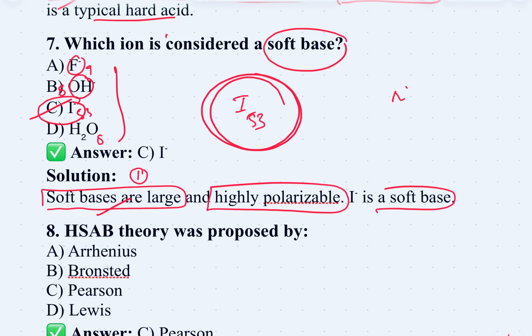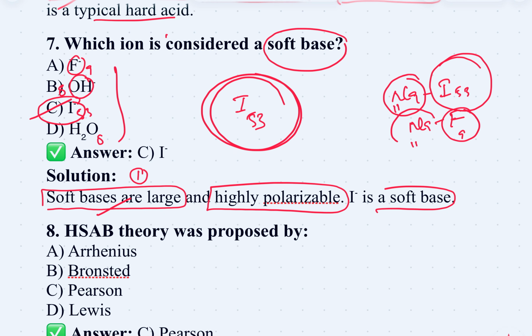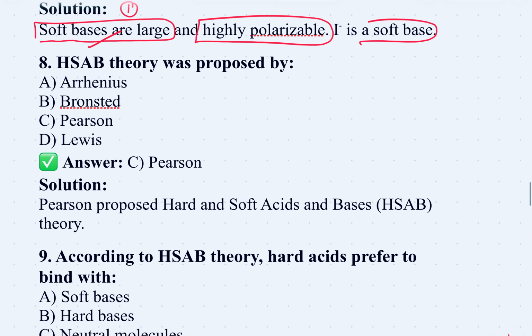For example, you can take here sodium iodide, sodium fluoride. Here, sodium atomic number 11, this is 53, this is 9. This size is this much, this size is this much. This is common for both. Now tell me which bond will break down faster? Yes, this is highly polarized. So that is your meaning of polarization. Therefore, it is a soft base. So a soft base requires large size and high polarization. Those 2 points are important. So clear. Next one, very important.